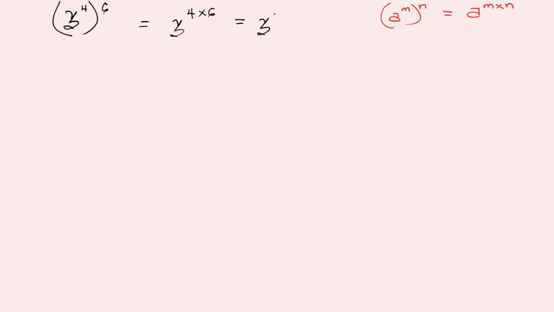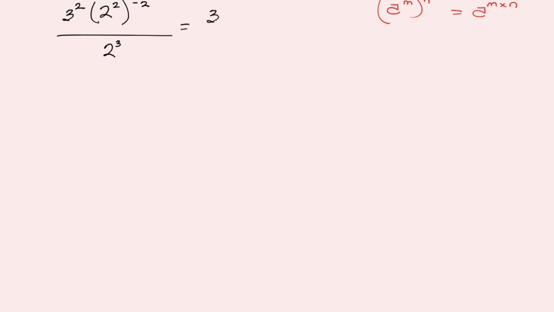The third question we'll be solving is y raised to the power 4 all raised to the power 6. And I'm sure we remember the third law, which says that a raised to the power m all raised to the power n is equal to a raised to the power m multiplied by n. So in this case, this is going to be equal to y raised to the power 4 multiplied by 6, which is equal to y raised to the power 24.